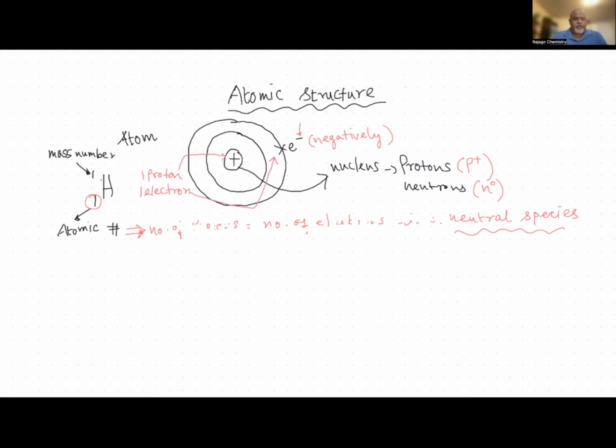If you take any other element, let's take carbon, which has an atomic number of 6 and a mass number of 12. Now it has 6 protons and 6 electrons. So there are 6 protons inside the nucleus and 6 electrons outside the nucleus.